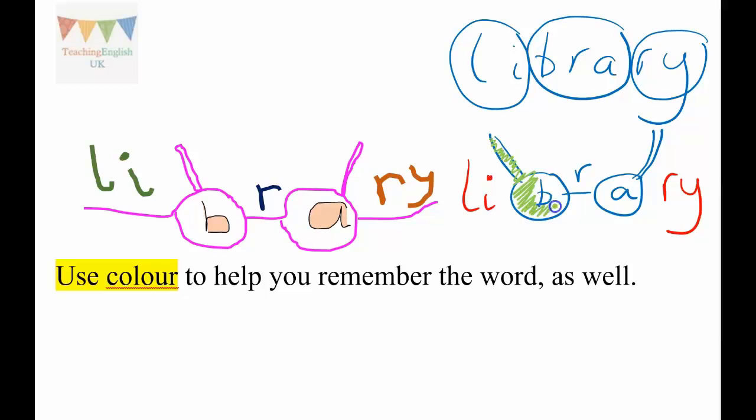I was looking for a pink, but there wasn't actually a pink in my palette, but anyway, there we go. So the word library, he can visualize the bra, and then he put the letters B, R, A into the bra, and then he needed only to remember the L-I at the beginning and the R-Y at the end. So actually creating a picture with colour, in addition to counting letters, so we've got 1, 2, 3, 4, 5, 6, 7 letters in here as well, helped him remember the spelling of this word.